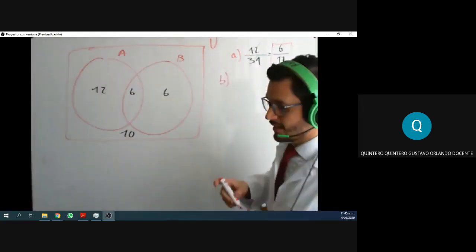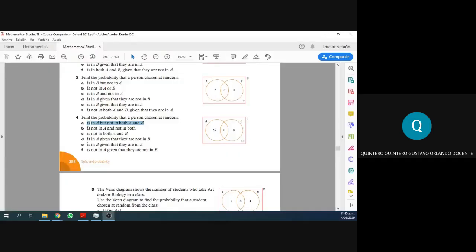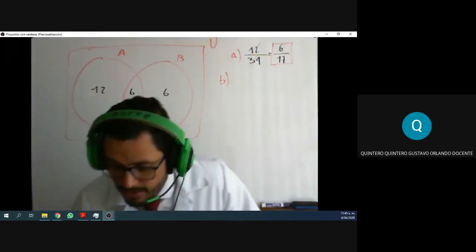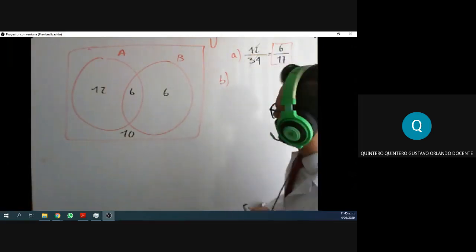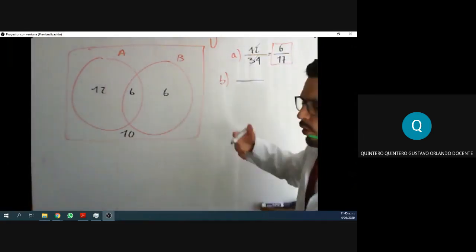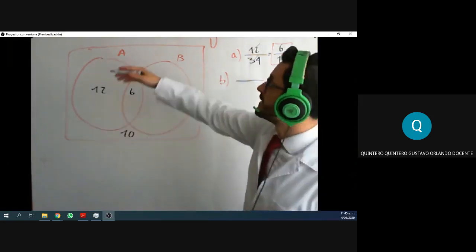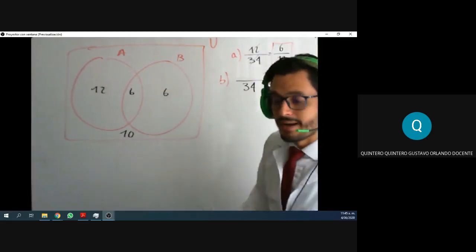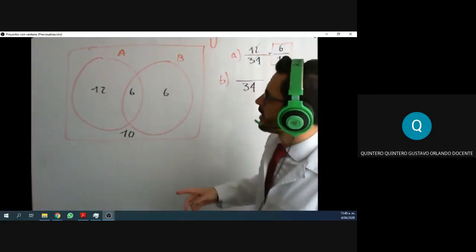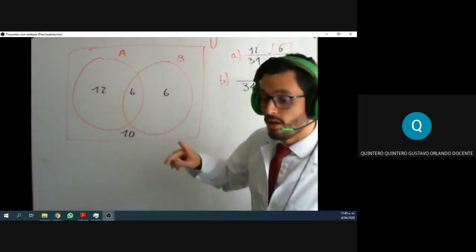Beautiful. Let's continue with the second one, B. What was that? Find the probability that a person chosen at random is not in A and not in both. Not A, not both. All right. As usual, let's begin with our total. Since we are working with the same Venn diagram, we have the same total, 34. But now the success is the ones that are not in A and not in both.